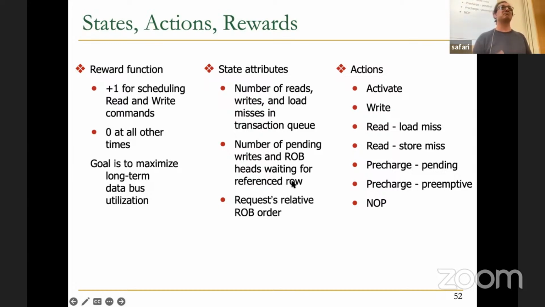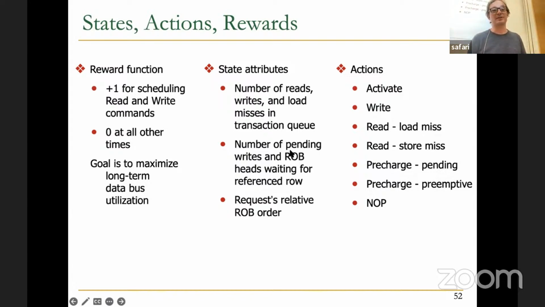This is something that memory controllers don't normally reference. And we found out that this is actually a good metric to use as part of the state attributes to make a decision, because this may actually enable you to prioritize doing something to that row, maybe keeping it open, for example, right?